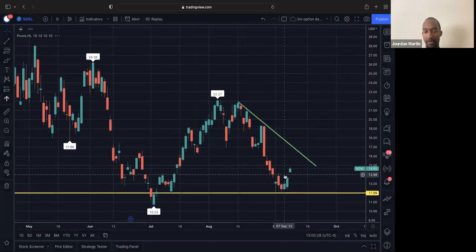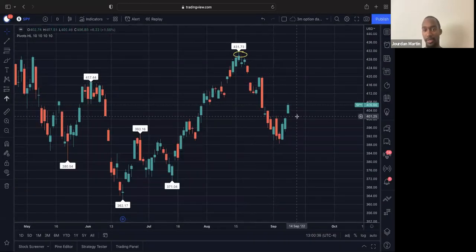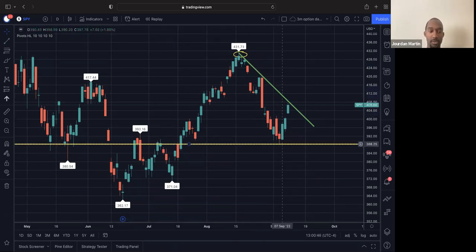And you see the chart is the same as SPY, right? Trend line down, based out, gap up. SPY, trend line down, based out, gapped up, right? Boom. Now the chart looks exactly the same. Okay.